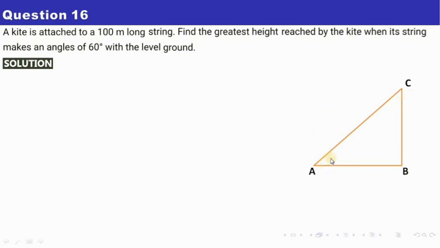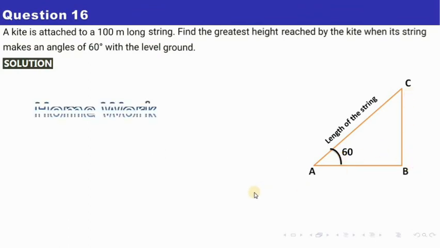This is my given angle, so the side opposite to this is the perpendicular. Basically you need to find the perpendicular from the diagram. As I said, this is the length of the string and this angle is given to be 60 degree, and the length of the string equals 100 meter, remember. So this side is given as 100 meter and one of the angles. We have two quantities given, and we need to find the third quantity. You will complete this by yourself.